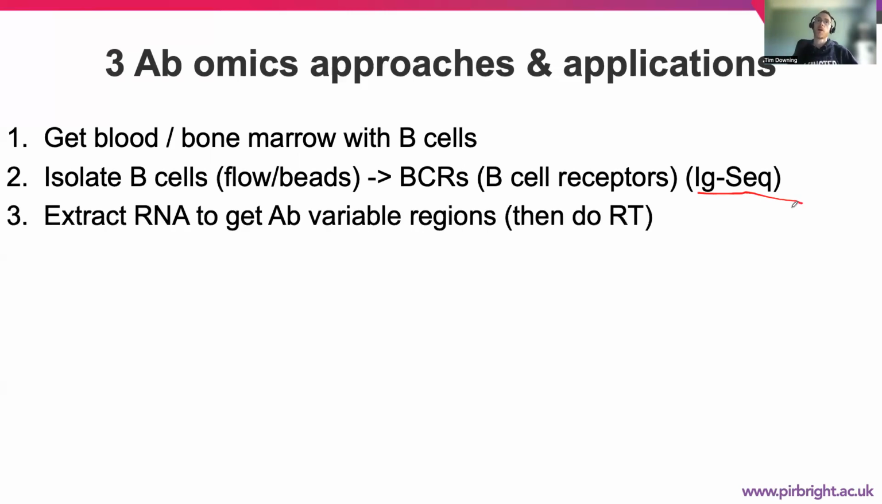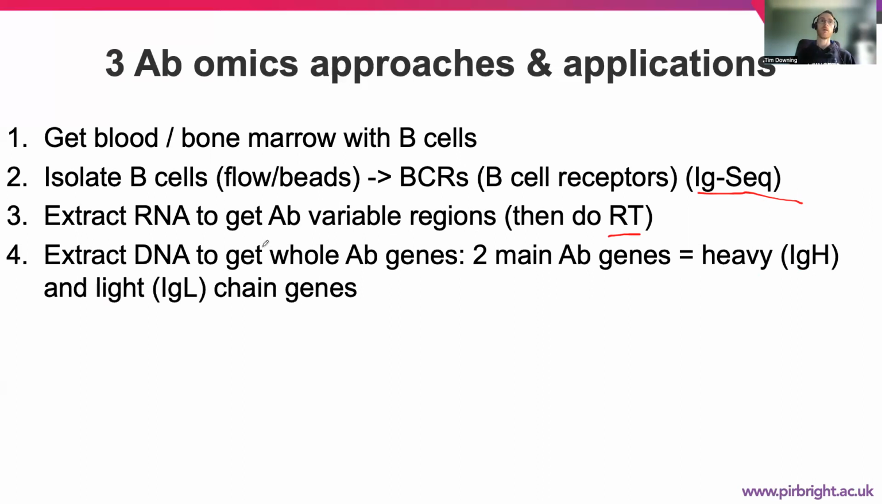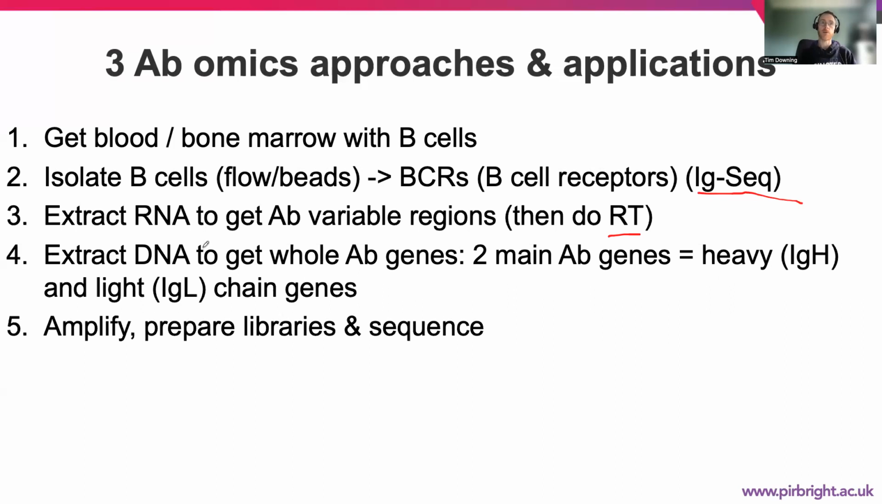The next step would then be to extract the RNA to get the antibody variable regions, which might involve some sort of kit or amplification process. It might also involve reverse transcription to get cDNA. The next step would be to get the whole antibody genes from the genomic DNA as well. These are mainly the heavy chain and light chain genes. As appropriate, we extract cDNA from RNA and genomic DNA. This will then be amplified, libraries prepared, and then sequenced using a high throughput sequencing machine.